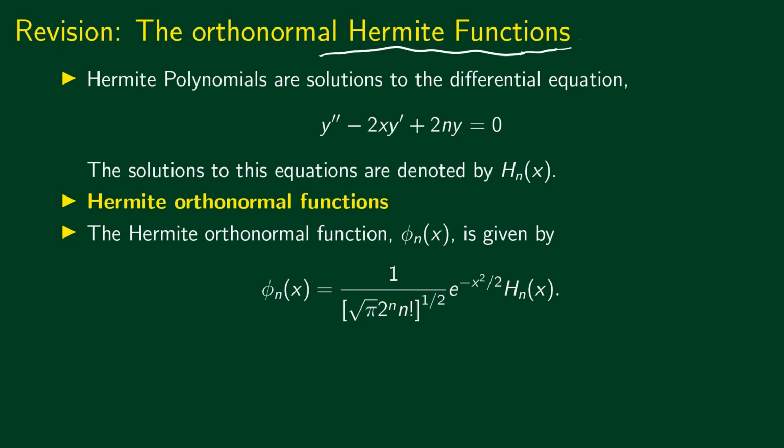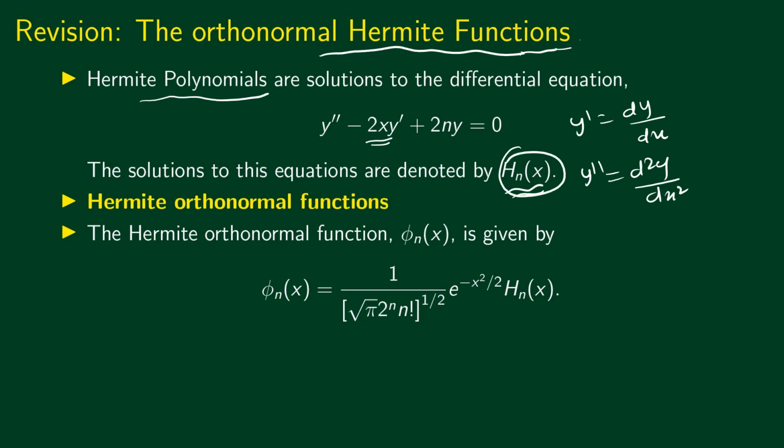Now, Hermite polynomials are solutions to a differential equation. If you have a differential equation of this form, the solutions to this differential equation are known as Hermite polynomials, and these are denoted by hn of x. So if you have y double prime minus 2xy prime plus 2ny equal to 0, where y prime is dy by dx and y double prime is d square y by dx square, the solutions to this equation are denoted as hn of x, and these are called the Hermite polynomials.